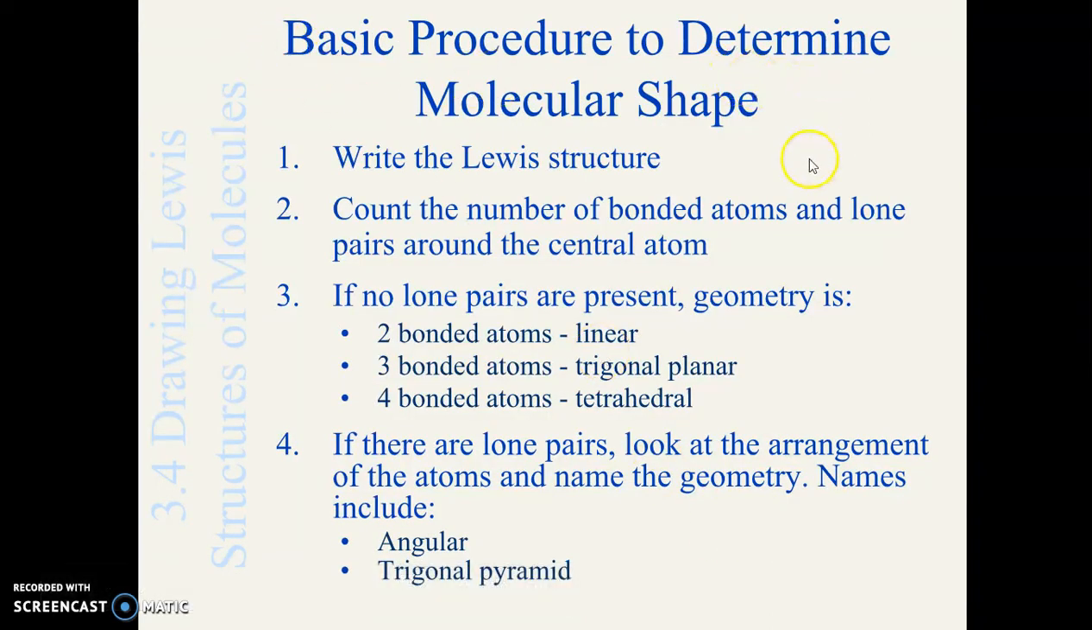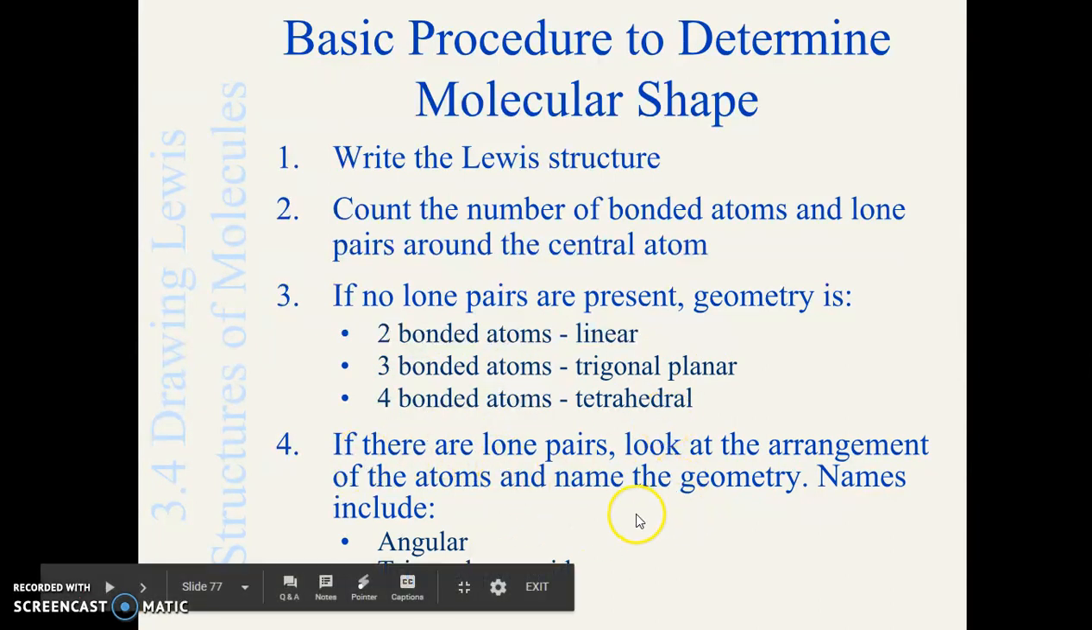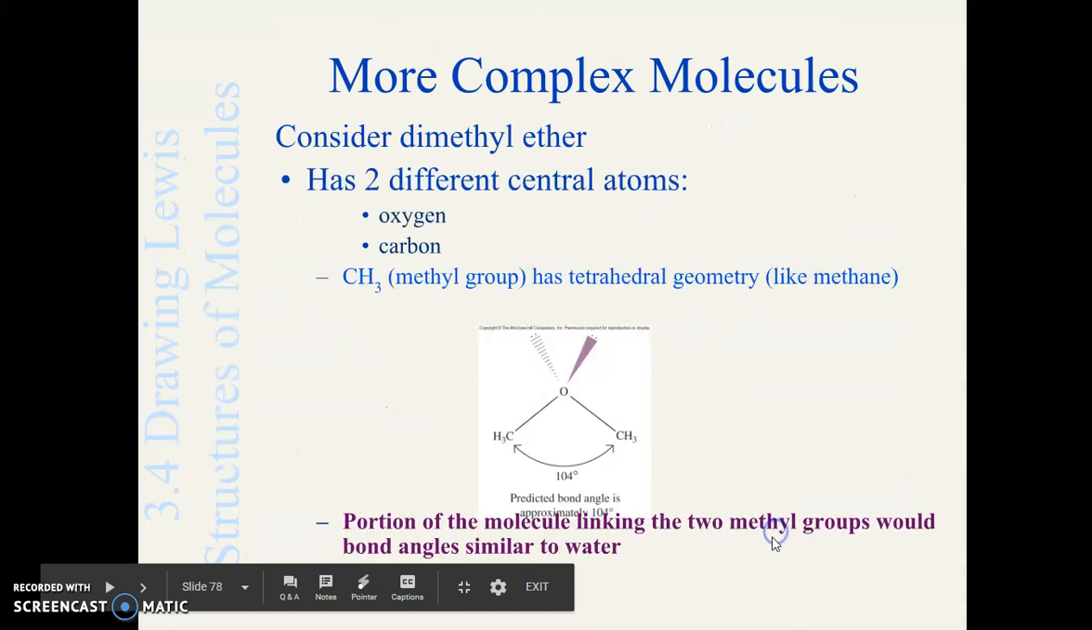So what's the basic procedure to determine the shape? You have to write the Lewis structure, and you figure out how many bonded atoms you have and how many lone pairs you have. If no lone pairs are present, and you have 2 bonded atoms, it's linear. 3 bonded atoms, it's trigonal planar. 4 bonded atoms, it's tetrahedral. If you have lone pairs, you take the tetrahedral drawing, and it's either going to be bent if you have 2 lone pairs, or trigonal pyramidal if it has one lone pair. So it just depends on how many bonded atoms you have and how many lone pairs you have.